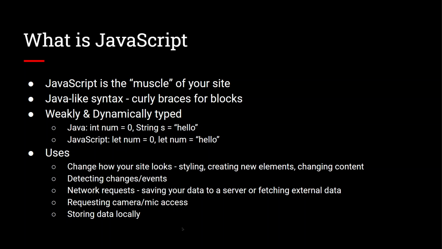Some examples of what that means for you: in Java, you have to define that something is an int or a string when you make a variable. But for JavaScript, you can just use the word let for any variable. There's const, let, and var, the three types. We'll go into that a little more. But you can redefine things to change types, you can change values, and you don't have to specify exactly what type it's going to be when you're declaring the variable.